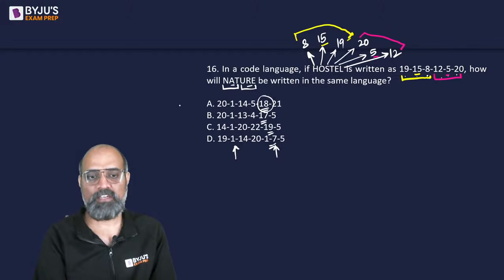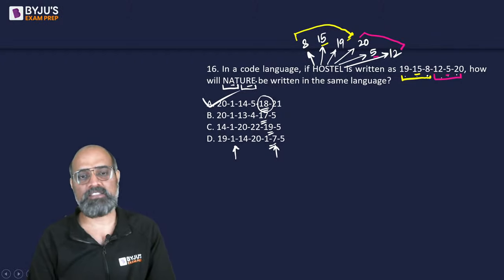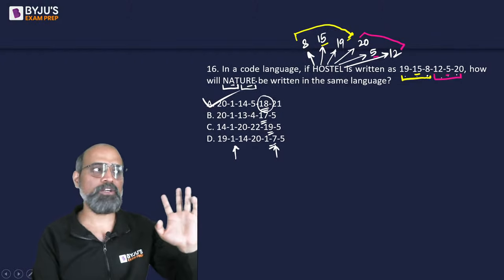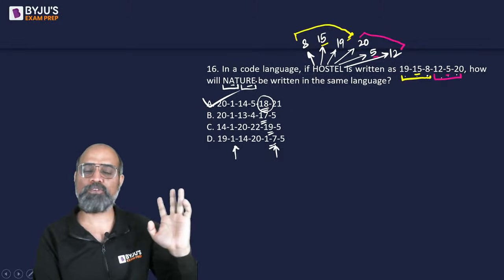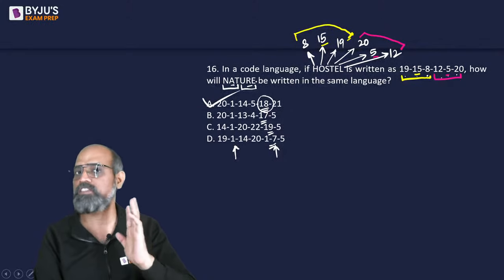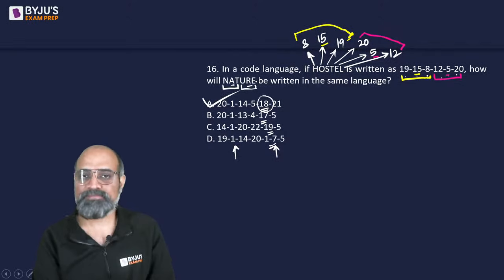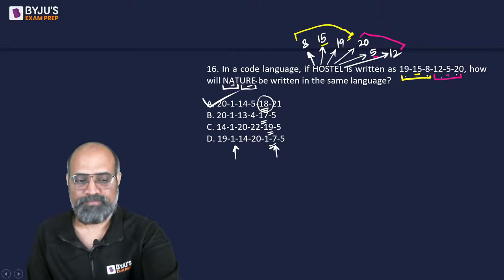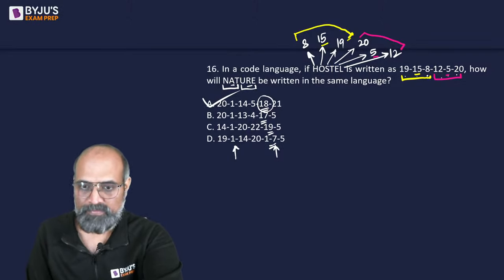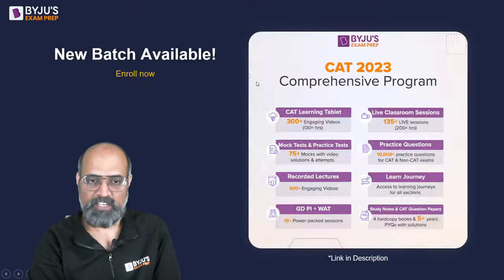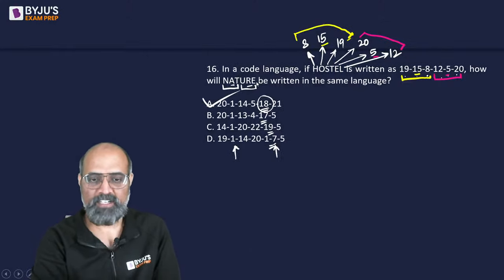This is enough for us to figure out that A is the answer. I really do not need to know what N stands for, what T stands for, or the position of the letter U and so on. We will play a little smart. It's going to be quick. Right? Okay, good. Everyone has answered it correctly.